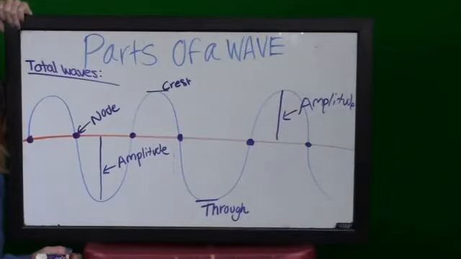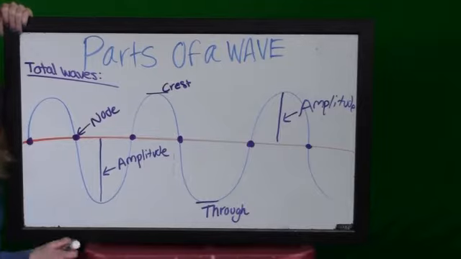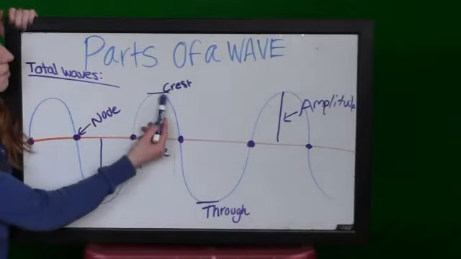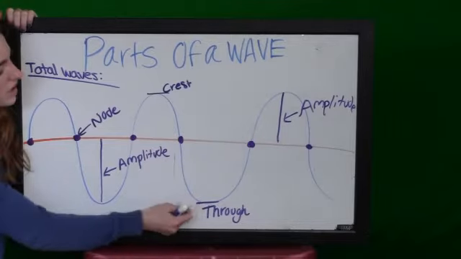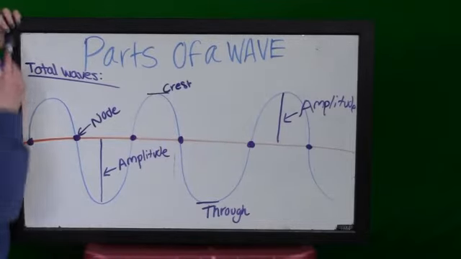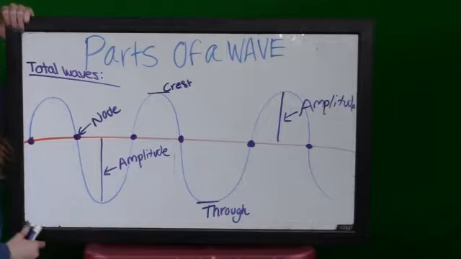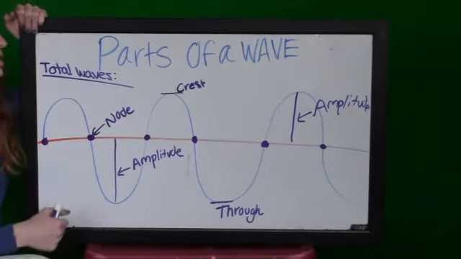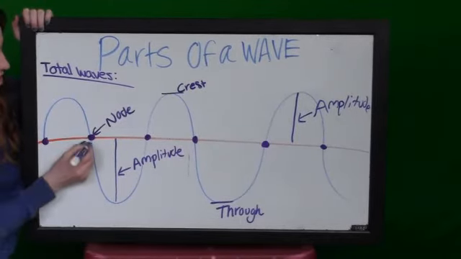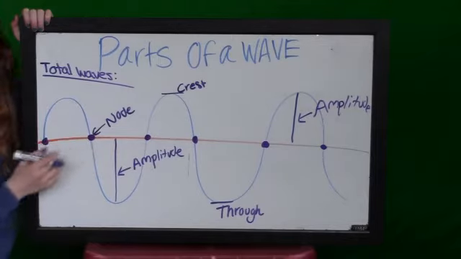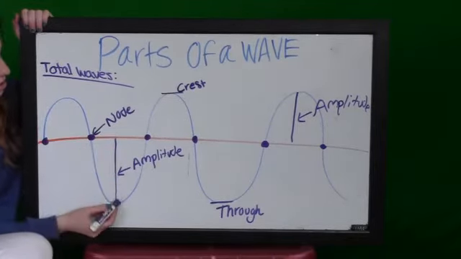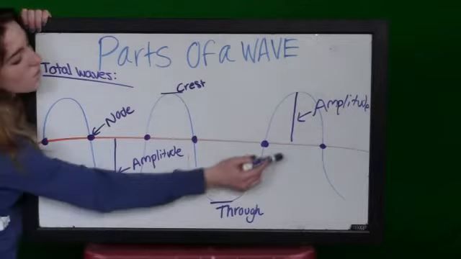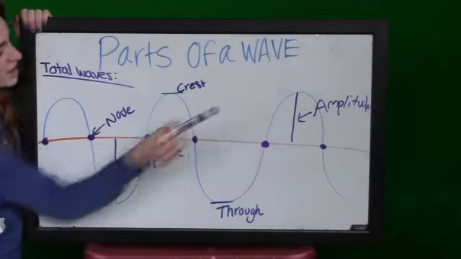Now we're going to take a look at parts of a wave. To start with, the crest is the top of a wave, as you can see here. The trough is the bottom of a wave, right here. The amplitude is the distance from the node, which is this orange line, and so it's the distance from the node to the trough, or the distance from the node to the crest.